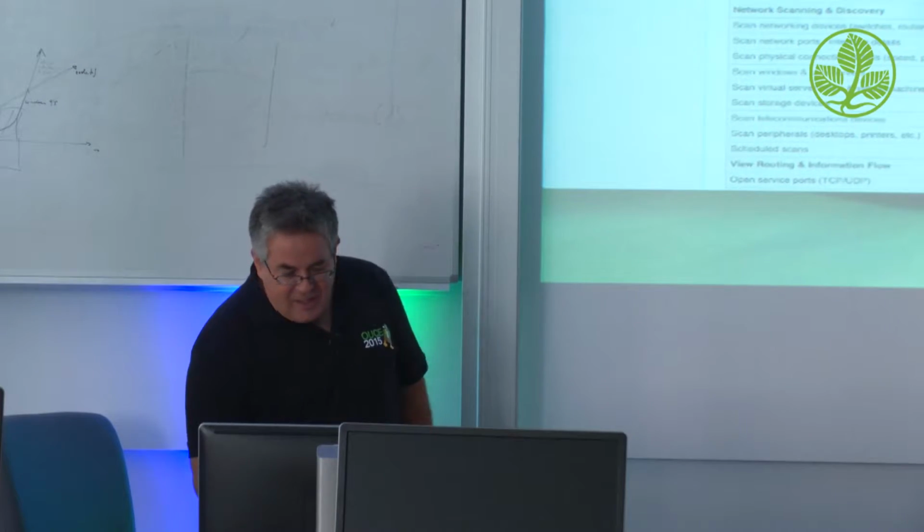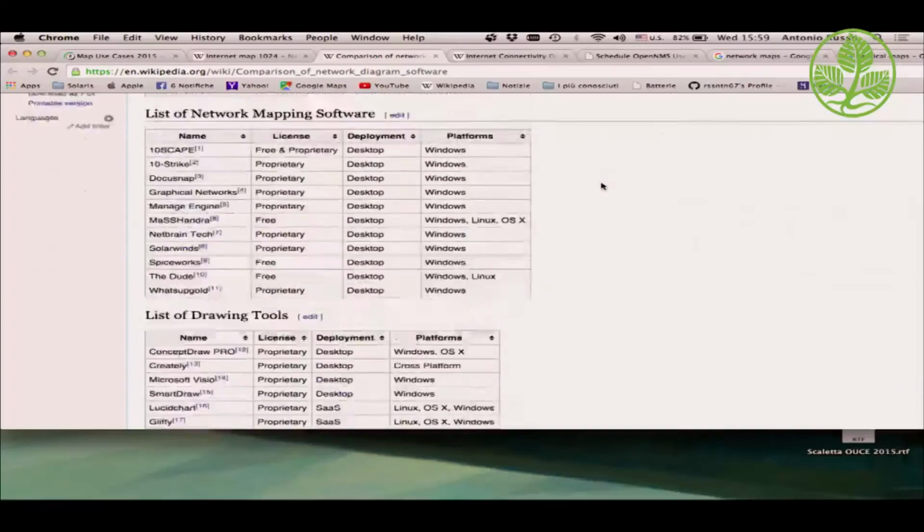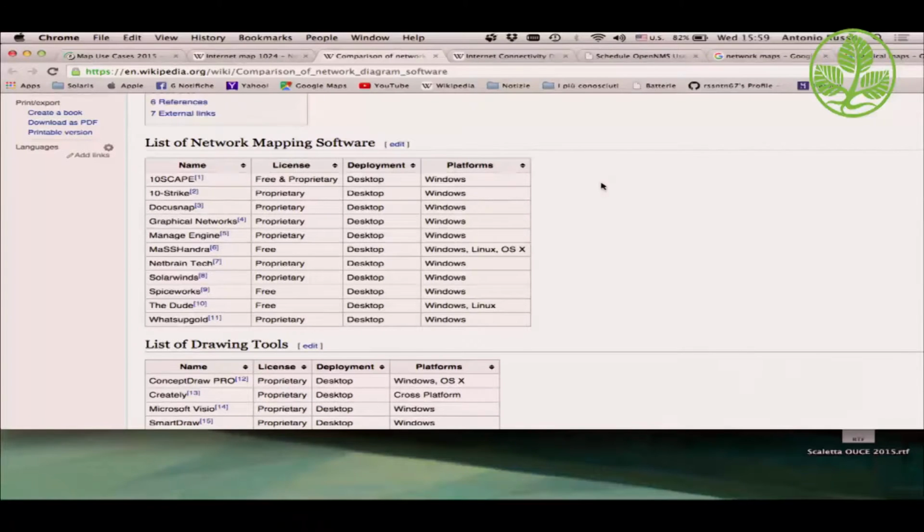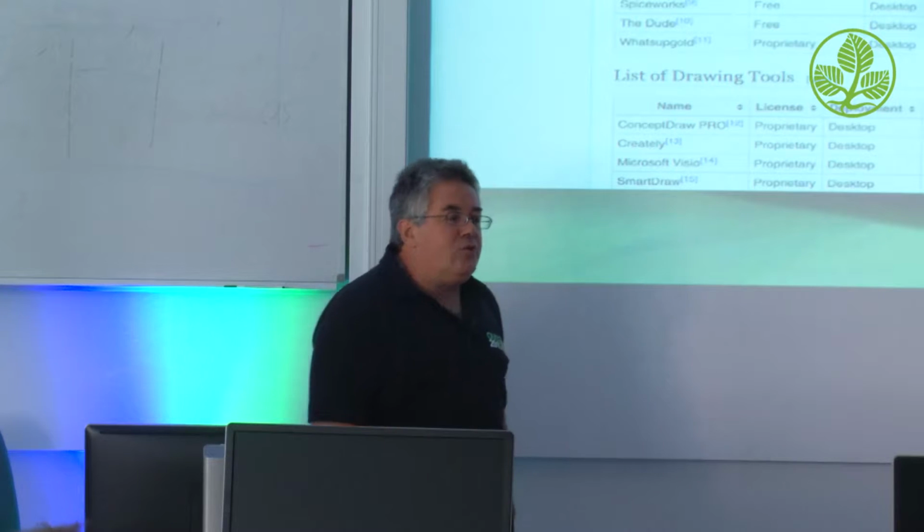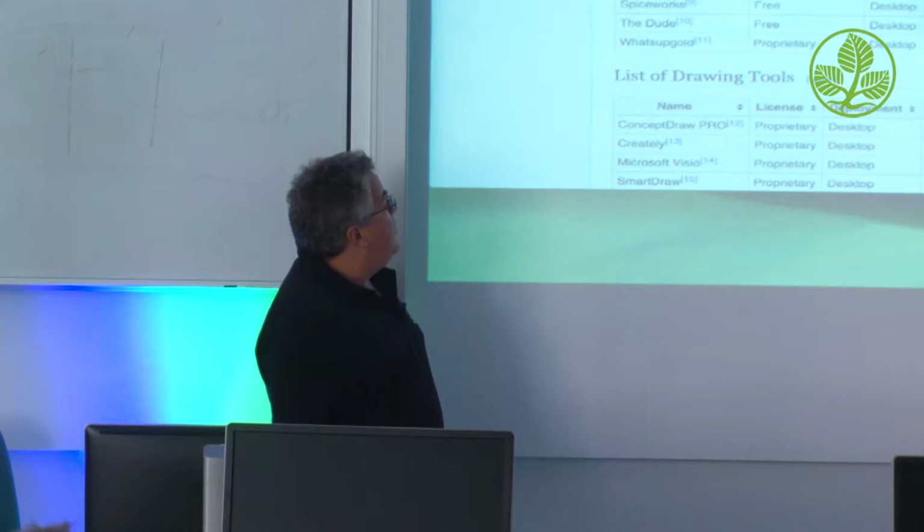So here, I don't like the fact that OpenNMS is not shown as a network mapping software. Maybe it's not yet a network mapping software, okay?